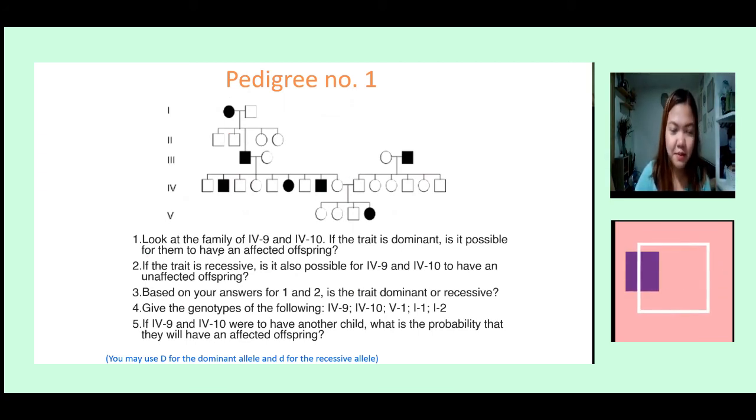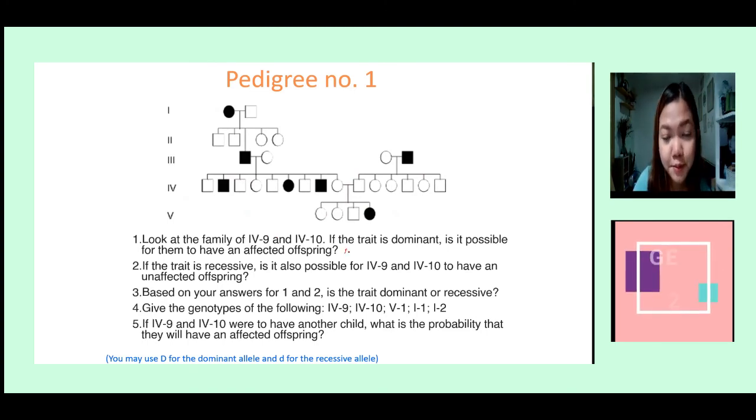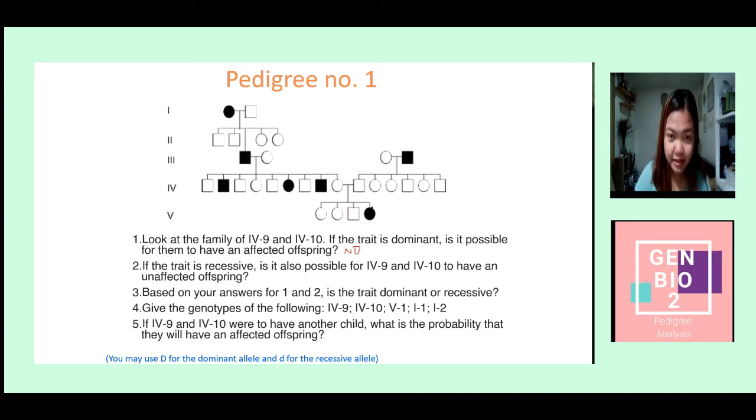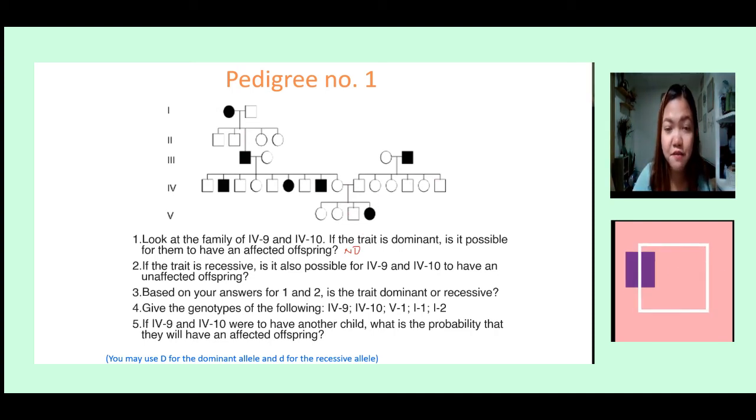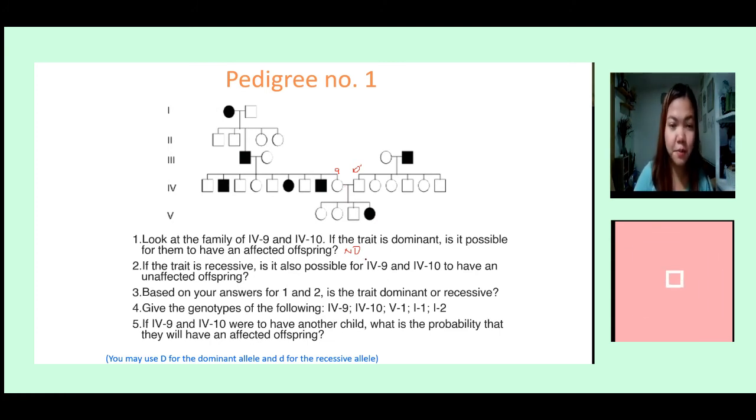So, look at the family of 4, 9, and 4, 10. If the trait is dominant, is it possible for them to have affected offspring? The answer is no. Kasi if the trait is dominant, since meron silang affected na offspring, dapat kahit isa sa kanila affected ng trait na yun. Pero since wala, the answer is no.